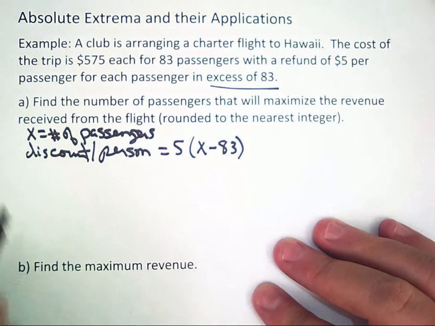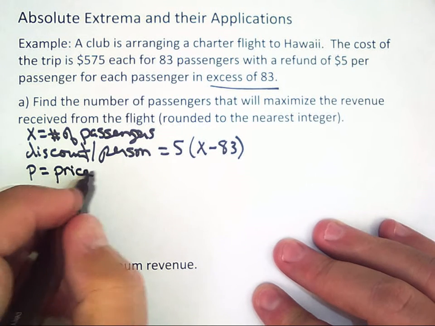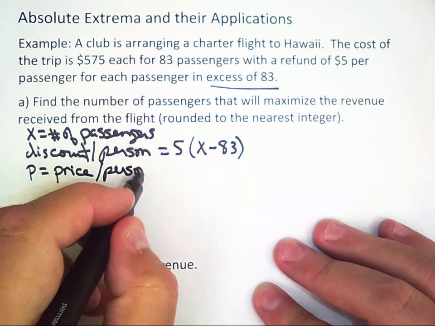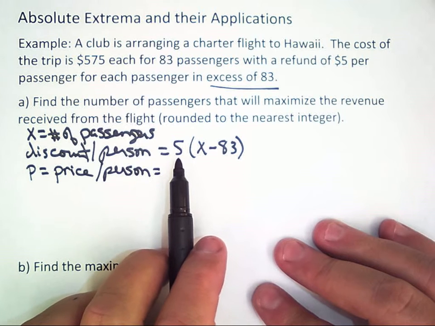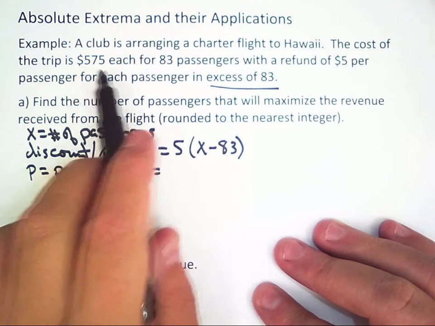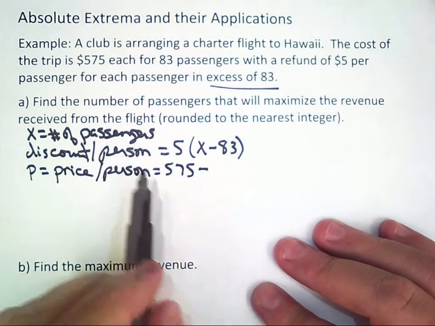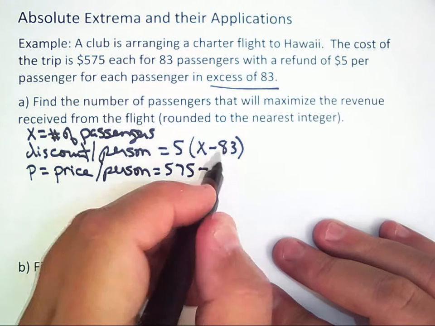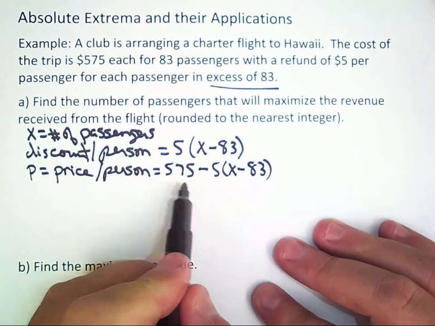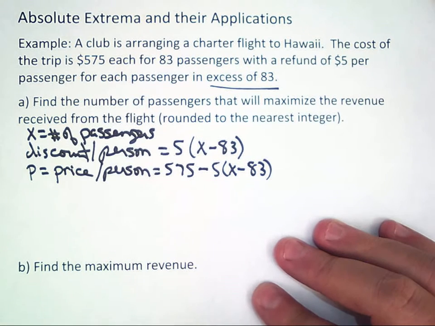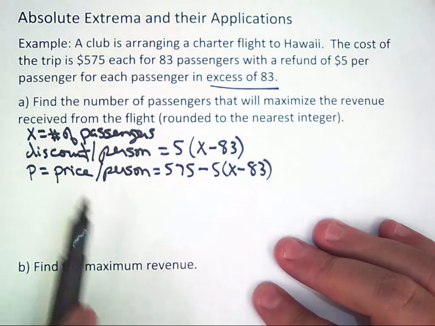Okay? So if we let little p be the price per person, then it's going to be the base price of $575, that's the quoted price, minus the discount per person, which we've already calculated to be 5 times the quantity X minus 83. So this is the base price minus the discount. So the price per person goes down from the $575 based on the amount of discount per person.